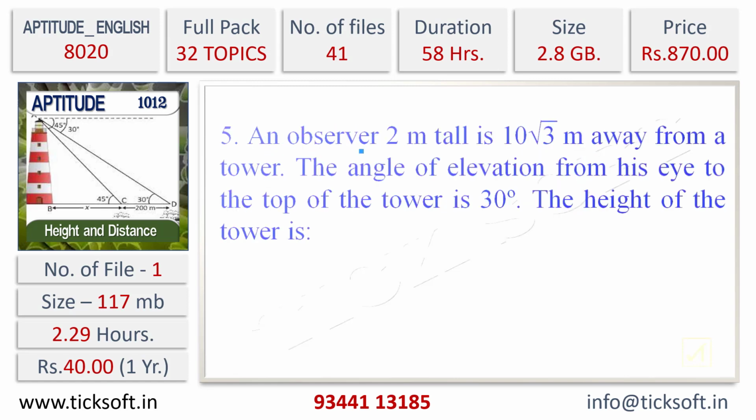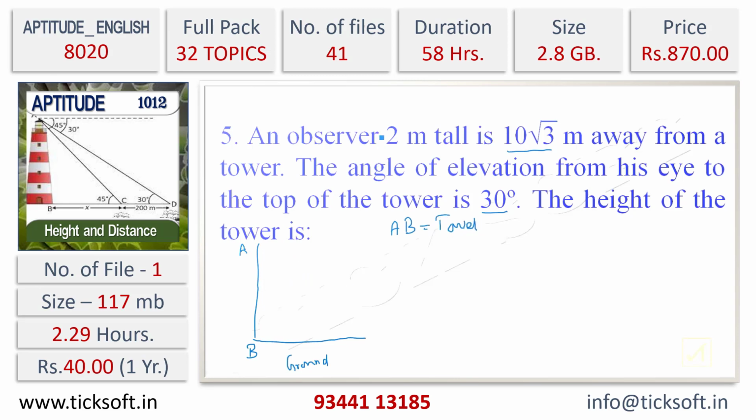Here the question is: an observer 2 meter tall is 10 root 3 meter away from a tower. The angle of elevation from his eye to the top of the tower is 30 degree. The height of the tower is. So here, listen, let us take this to be the ground level. And now let us take this to be the tower. That is, we are going to take the position of the tower to be AB. So here this AB represents the tower.